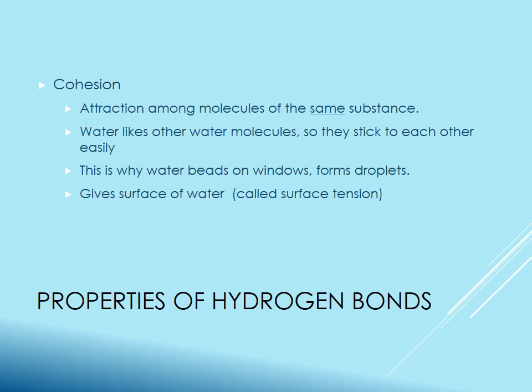The next property is called cohesion, and this is the attraction of a molecule to another molecule of the same substance. Now, water likes water, and that's what it's called, cohesion. So when water likes water, it's called cohesion. This is actually why water beads up on windows and forms droplets. If you've ever noticed, going down the road, a lot of the times they'll form a common stream, and they'll stick together. It doesn't just spread out evenly across the surface of the glass, and that's because it likes water.